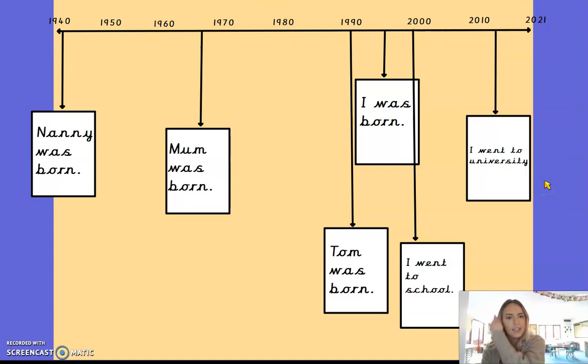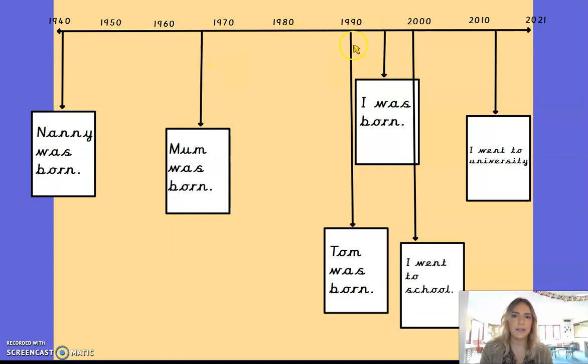So now you can see that they are a bit more spread out and some things are a bit closer together. So my timeline starts all the way back in 1940, so almost 81 years ago, to when my Nan was born. And then we jump forward to 1967. So that is 27 years later. So that gap there is 27 years to when my mum was born. And then we jump forward again. So my mum was born in 1967. And then in 1990, my oldest brother Tom was born.